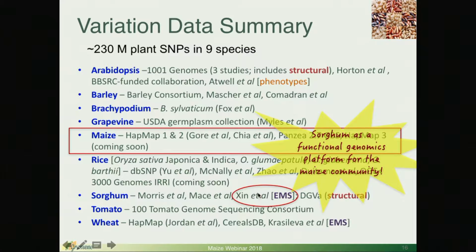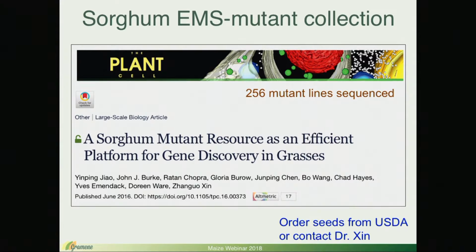The next small snippet of information is about the EMS-induced mutants in sorghum, because we consider sorghum as a functional genomics platform for the maize community. This mutant collection is described in this paper by our colleague Yinping Yao, and you actually can order seeds from it if you're interested.